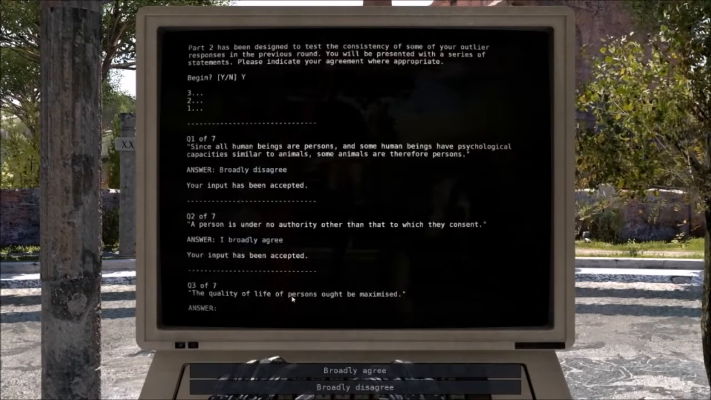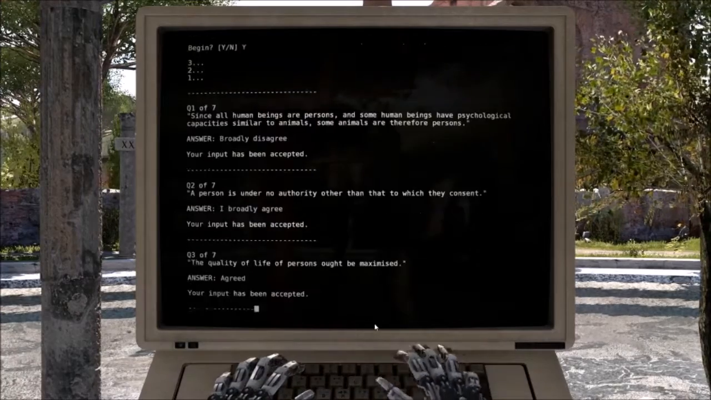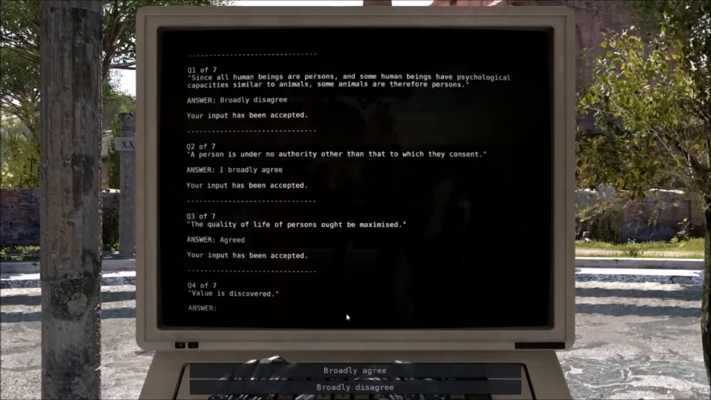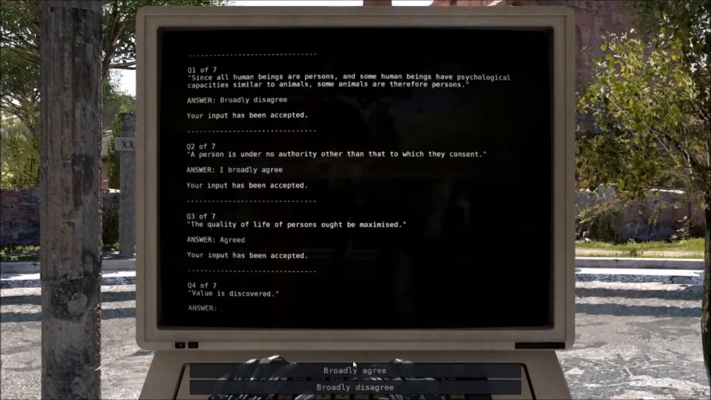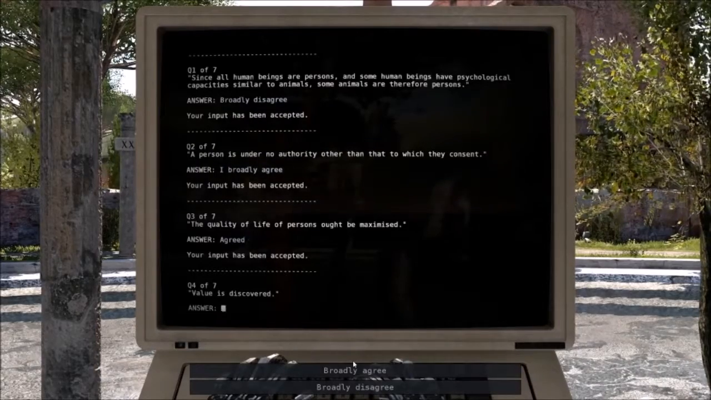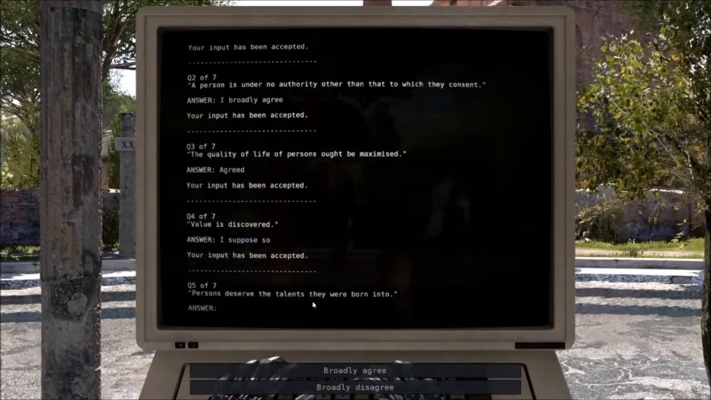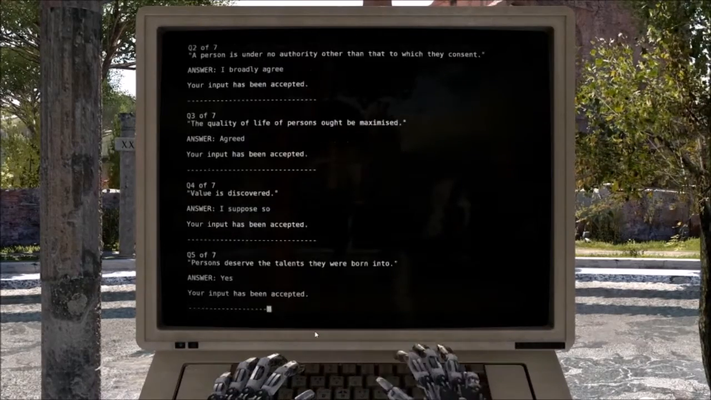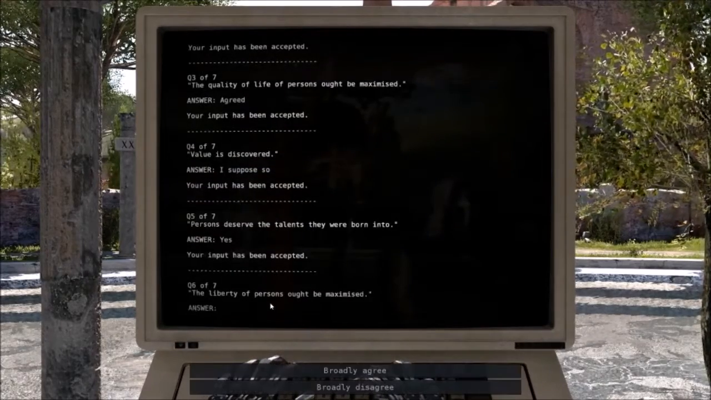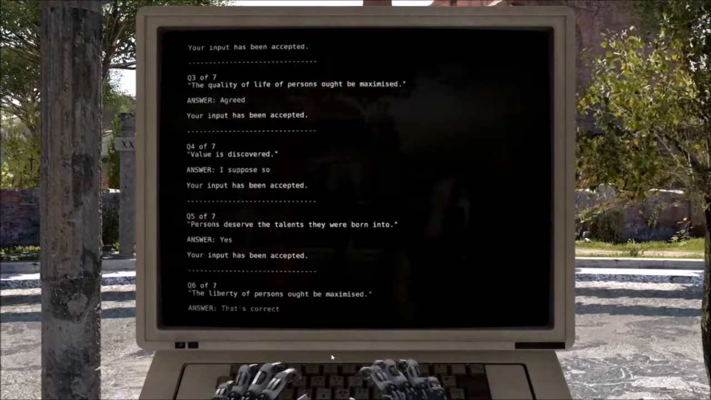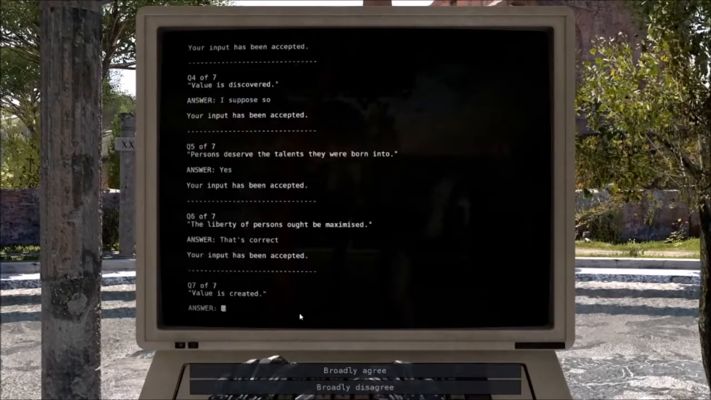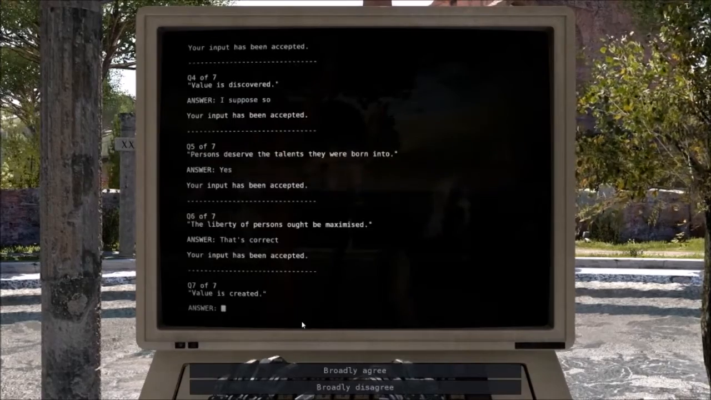The quality of life of persons ought to be maximized. Yes. Value is discovered. Sure. Persons deserve the talents they were born into. Yeah, they should. The liberty of persons ought to be maximized. Yes, they should. Value is created.